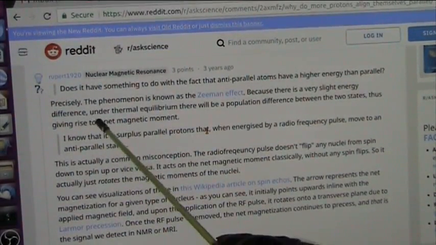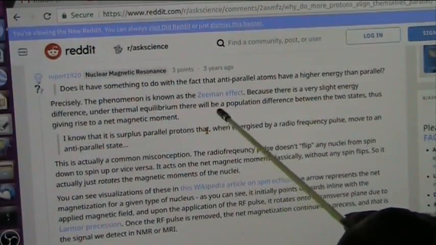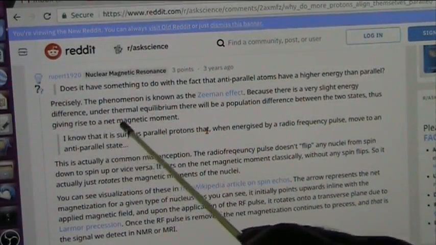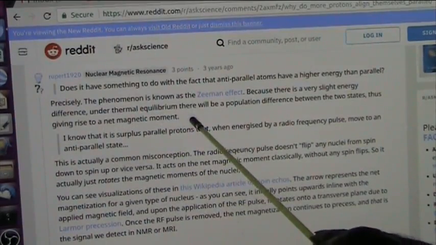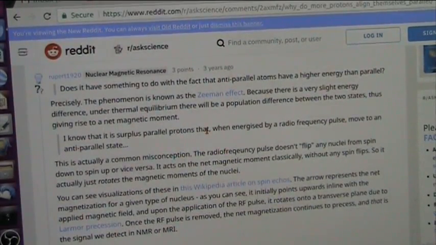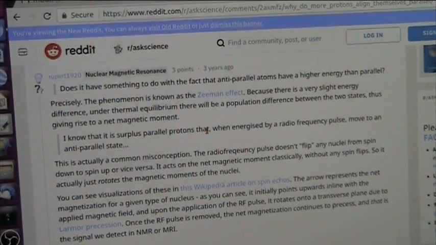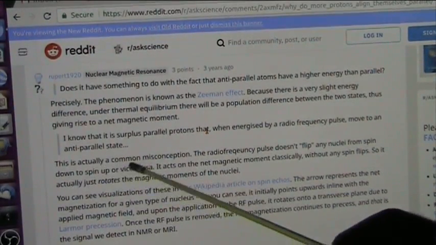Why? Under thermal equilibrium, there will be a population difference between the two states, thus giving rise to a net magnetic moment. All right? Magnetic moment is the centers of positive and negativity, and that gives you a magnetic moment in a molecule. Now, I know that it is surplus parallel protons. Anyway, the rest of it goes on. I don't fully understand what he's talking about.